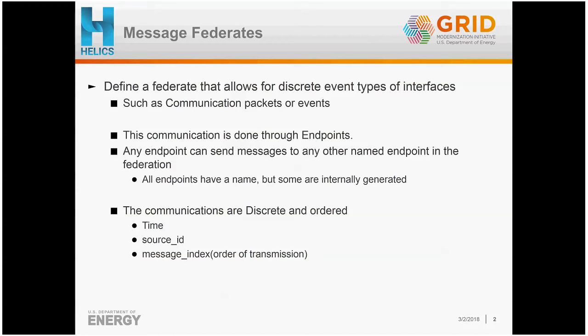They're not persistent, and they have a defined order to them. They're defined in order of time, then based on the source identifier for the federate that controls the endpoint, and then message index. So this is basically order of transmission.